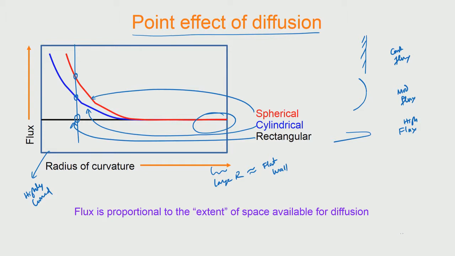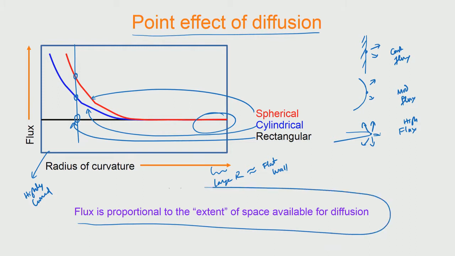So, what happens is that as the location from where the heat transfer has to take place, it is actually accessing more and more space into which the heat has to go away, and that extent of space that is available for heat to go away is leading to the higher value of flux. This is manifesting in the form of the mathematical expression, which is different for the spherical versus rectangular coordinate system. So, we come to the conclusion that the flux is proportional to the extent of space available for diffusion.